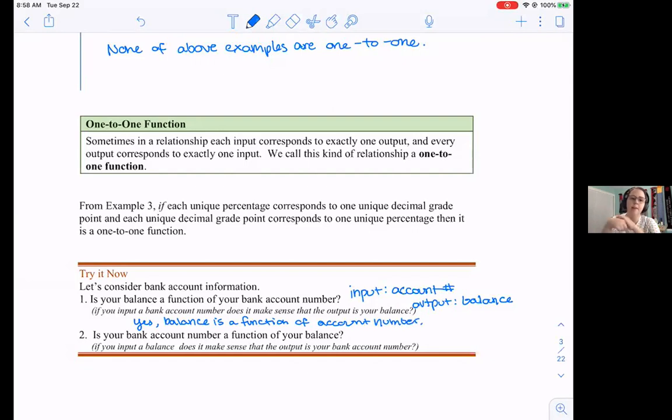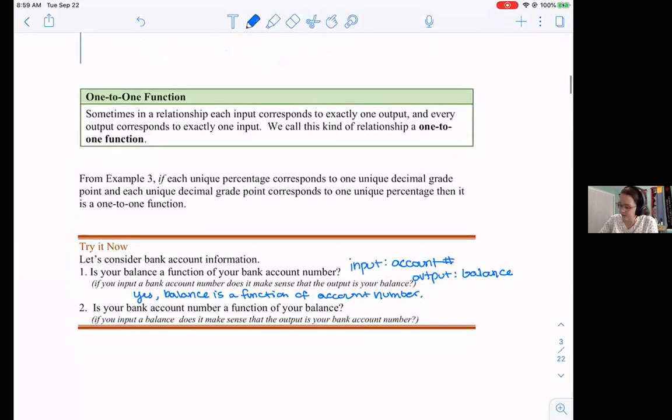But if I walk into the bank and say, hey guys, I've got $500 in my account, what's my account number? Is there possibly going to be more than one account number that maps to that balance? Yes. So is it a function? No. Not a function, because more than one account could map to a balance.